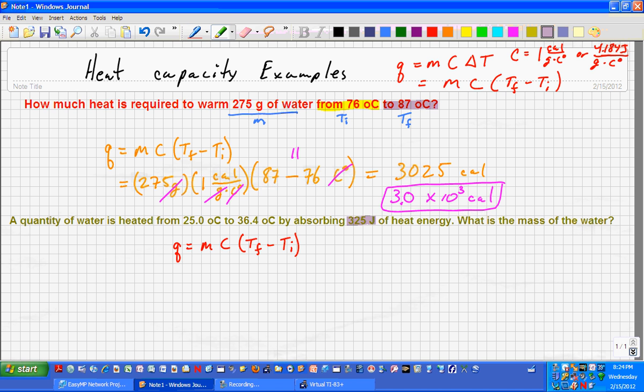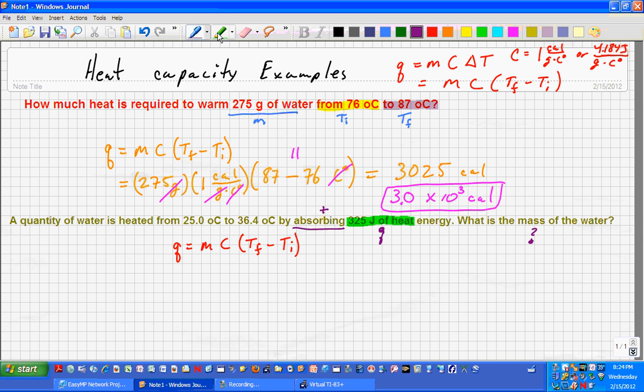325 joules of heat energy. 325 joules of heat. That tells me right there, that's Q. So that's going to be Q. We want to know the mass of the water. That's my unknown. It's absorbing the heat, so that means that this is going to be positive. I'm putting energy into my system, into my water. So that's going to be a positive 325.